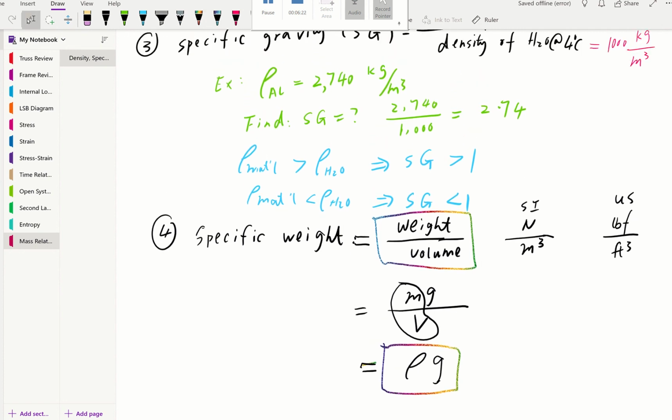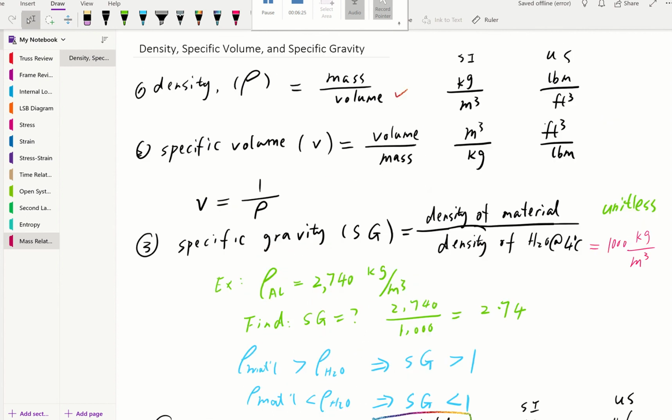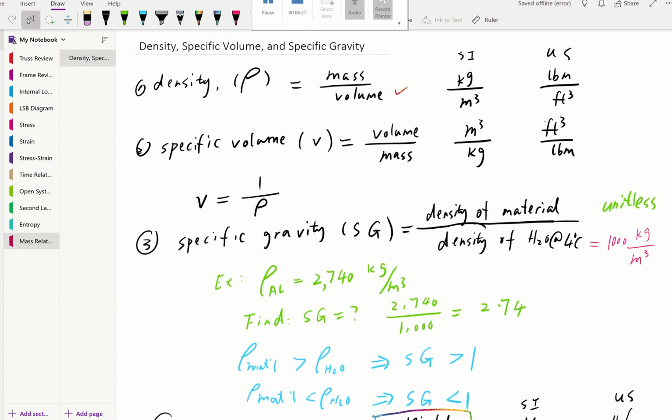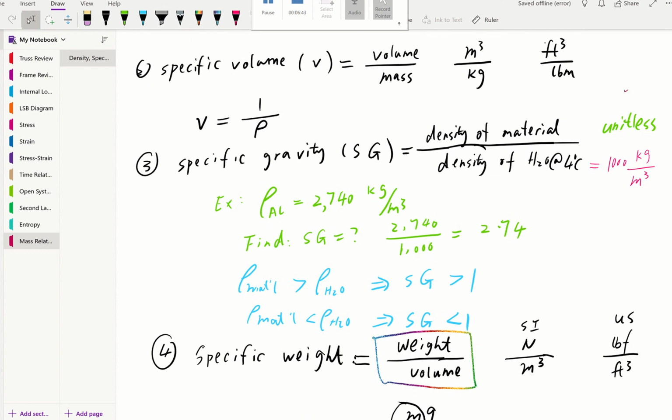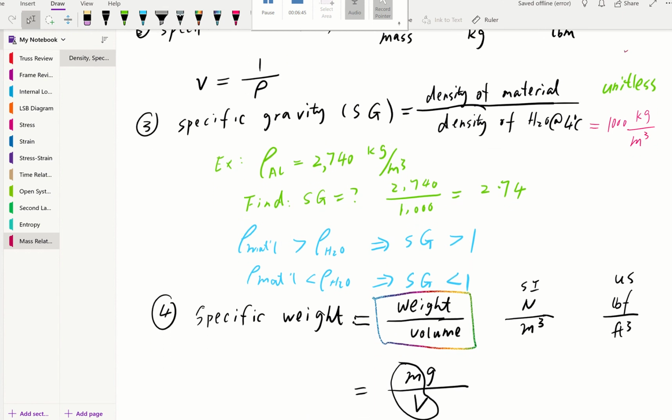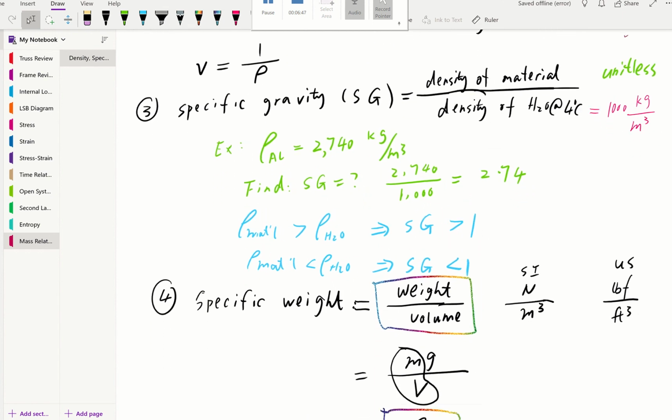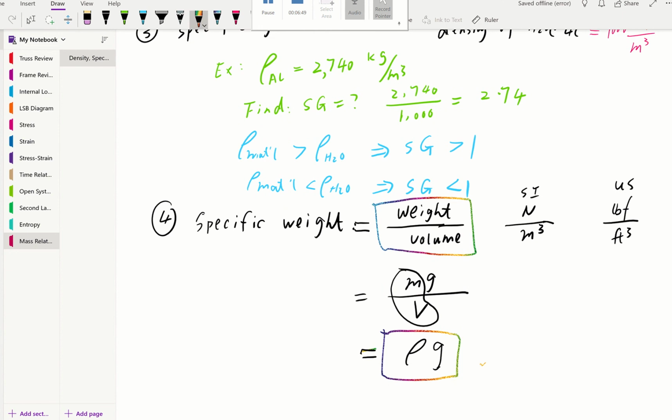So let's look at those four parameters one more time. They're all related. First one is density. Second one, specific volume, is the reciprocal of density. And specific gravity is the density over 1000, the water density. And specific weight, the second expression told us, is density times g. So in other words, if you know the density, you can find all the remaining three.